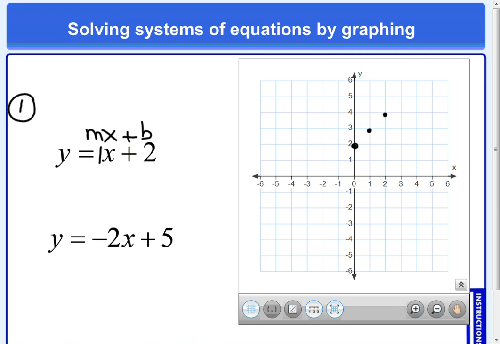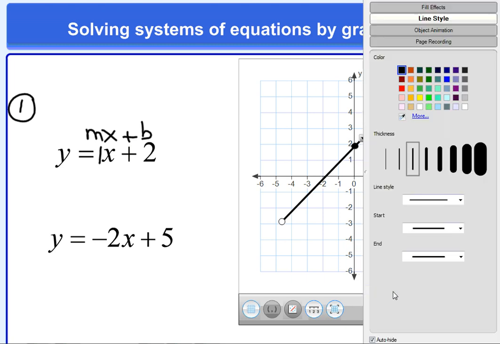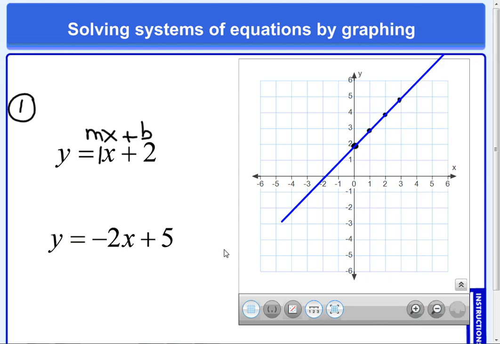Now, these are not inequalities, so we're going to actually draw the line. Now, my eyes not going to be very good. Let me see if I can draw a good line. There it is, sort of. And what color would you like that line? Blue. Okay, cool. That's one line.